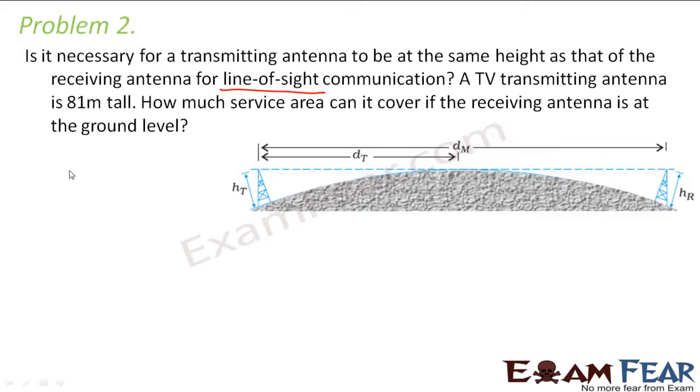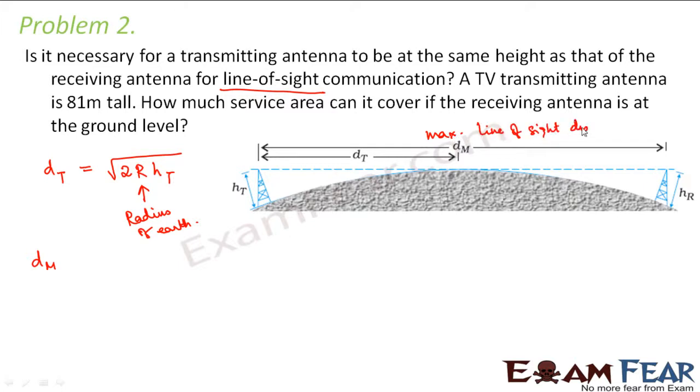Now, this distance of the transmitter from the horizon is given as root over 2RHT. What is R? R is the radius of the earth. HT is the height of the transmitter. Let us suppose DM is the maximum line of sight distance between the transmitter and receiver. This DM will be equal to this distance DT plus this distance from the receiver. So this will be equal to root over 2RHT plus root over 2RHR.